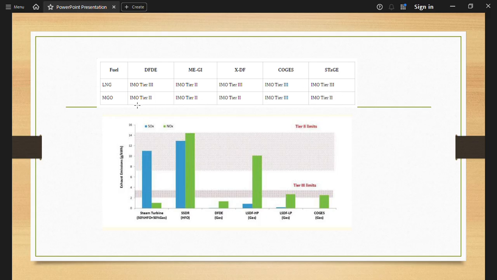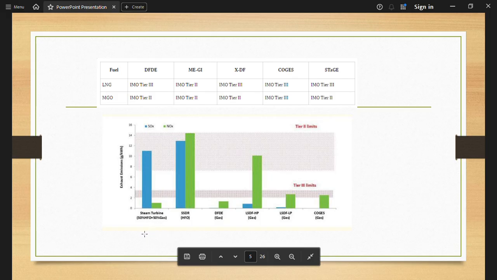Now when we speak about MGO, that is IMO tier 2 compliant, then we have MEGI which is IMO tier 2 compliant, then XTF is IMO tier 2. Now this can be IMO tier 3. So gas oil, that is the reason why the engine is shifting to gas fuel. Only here you see MGO, marine gas oil, and this is IMO tier 2 compliant.